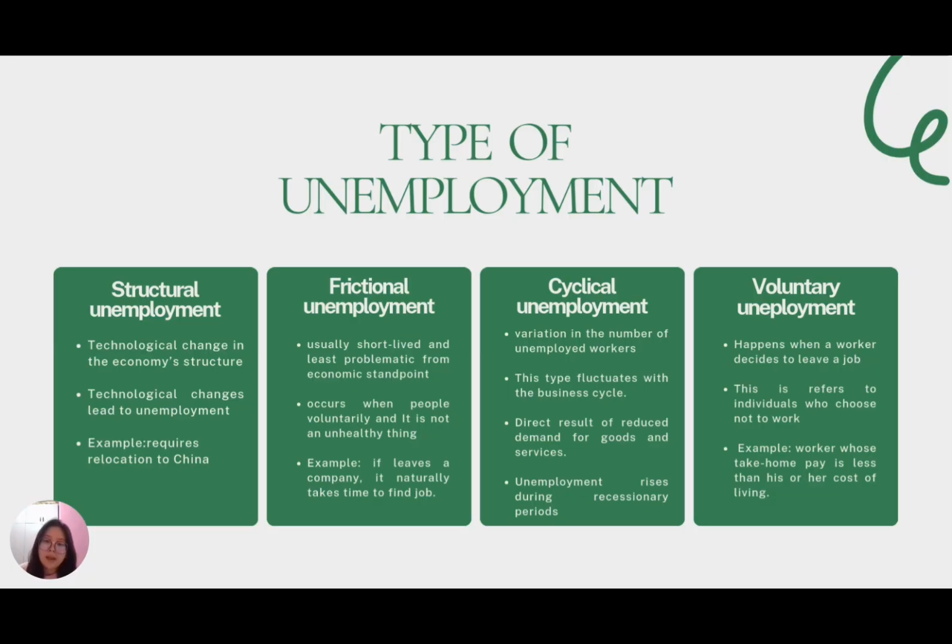The last type of unemployment is voluntary unemployment. Voluntary unemployment happens when a worker decides to leave a job because it is no longer financially compelling. This refers to individuals who choose not to work even though jobs are available, perhaps due to factors like retirement, pursuing further education, or other personal reasons. An example is a worker whose take-home pay is less than his or her cost of living.